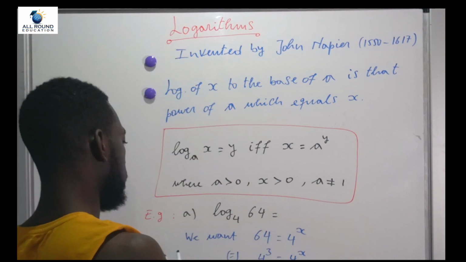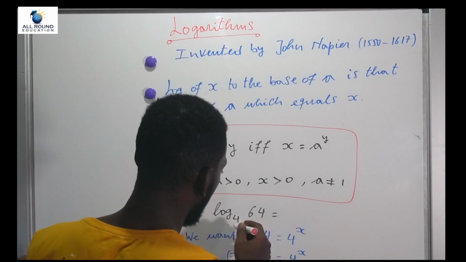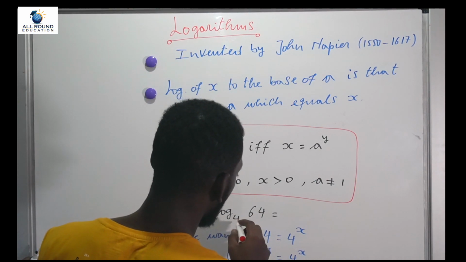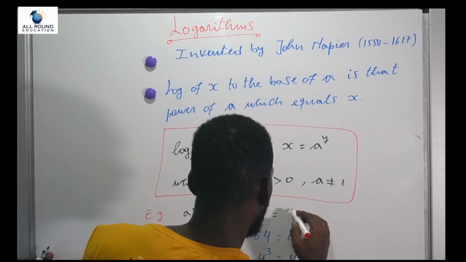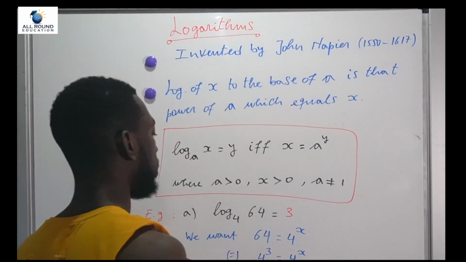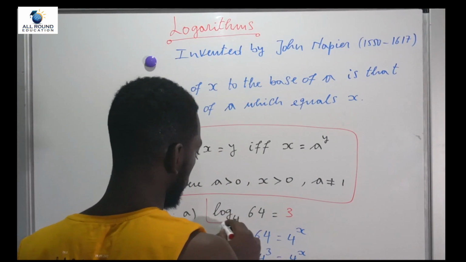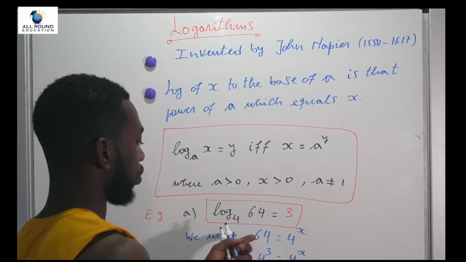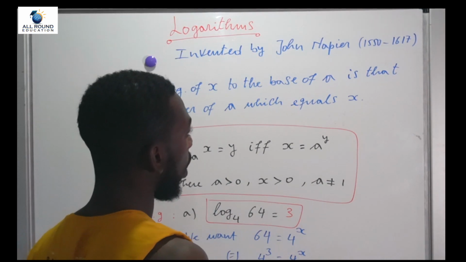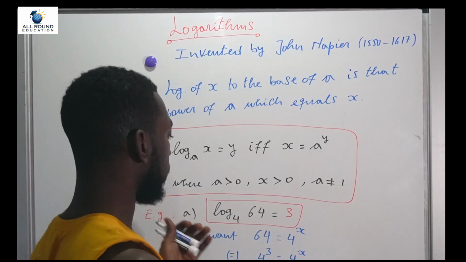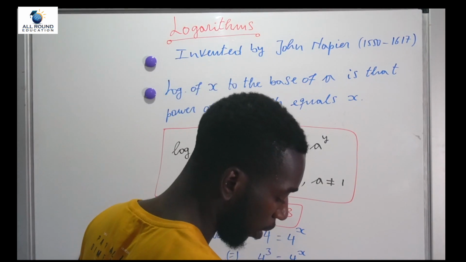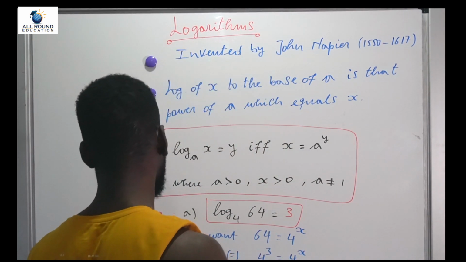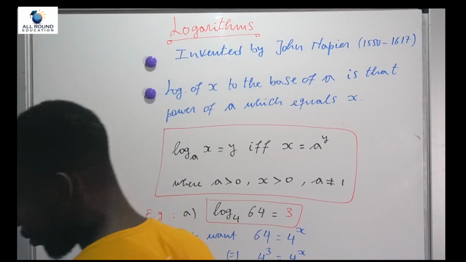Now this means log of 64 to the base of 4 is equal to 3. 3 is our solution, guys. This is how we actually work out the solution. I hope this notation and everything is clear, but I'm gonna do one more example before we finish, so let's do it.